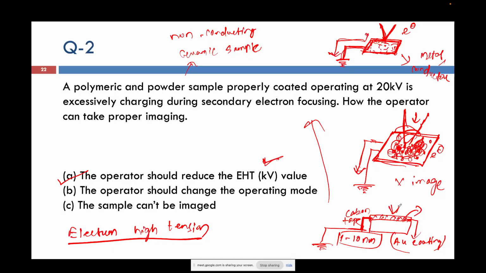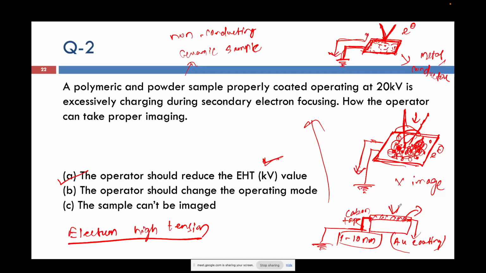Otherwise what will happen, you cannot take an image. If charging happens, then immediately your image will start wobbling, and you will see many distortions in your image, right? So for that time being, for that second or that microsecond, you just want to reduce your electron high tension, so that you can take the image of your sample.